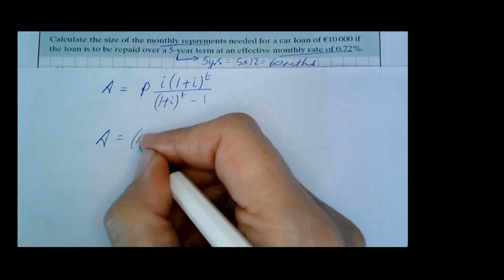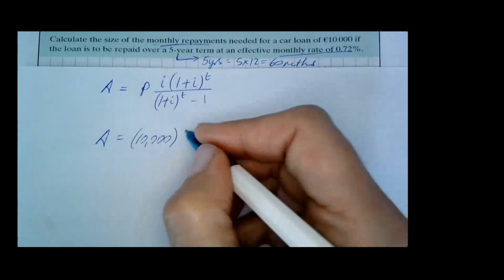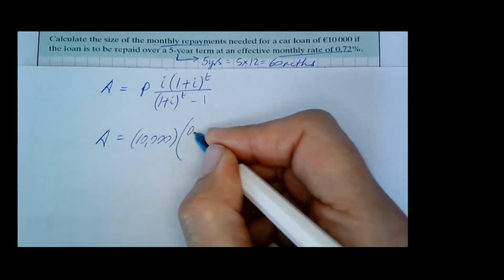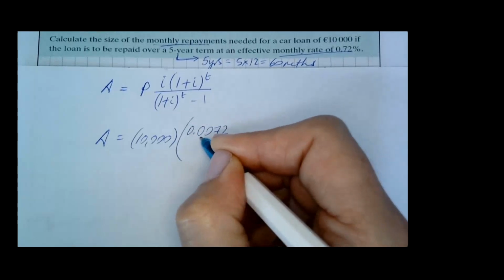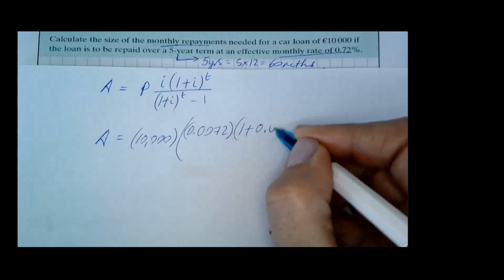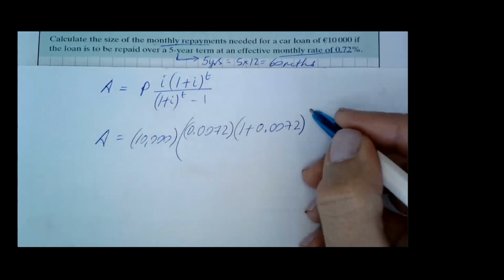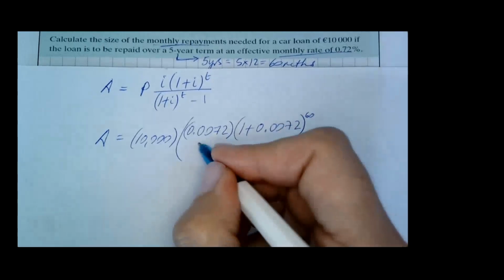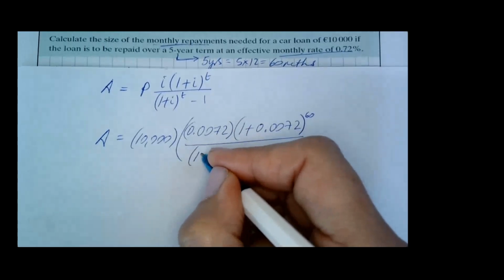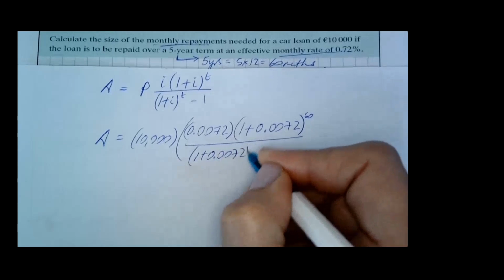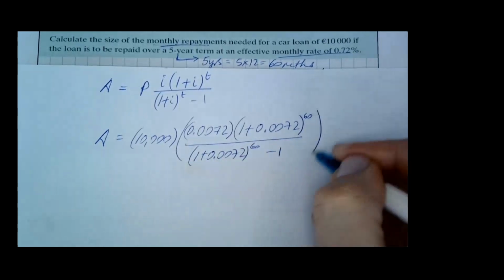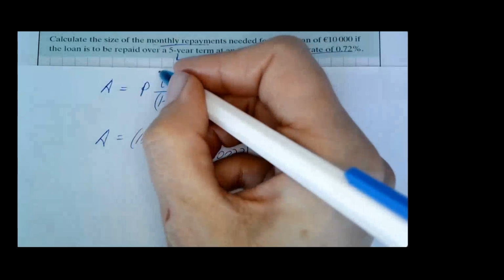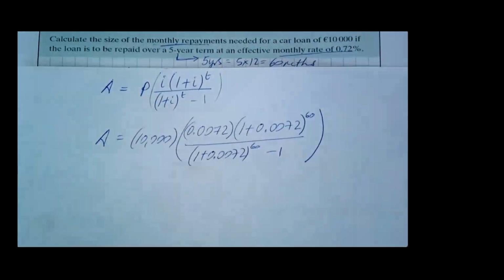The principal value, of course, is the present value, what I'm getting right now, which is 10,000 euros. And then I have the interest rate in decimal, of course. We already figured out it was 0.002. And then 1 plus 0.0072 to the power of 60, of course, over 1 plus 0.0072 to the power of 60, take away 1. So I'm going to put all that in. That P basically is just outside, being multiplied in to all of that.